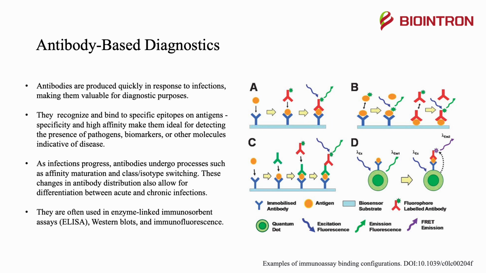As infections progress, antibodies undergo processes such as affinity maturation and class isotype switching. These changes in antibody distribution also allow for differentiation between acute and chronic infections. They are often used in enzyme-linked immunosorbent assays, ELISA, Western blots, and immunofluorescence.